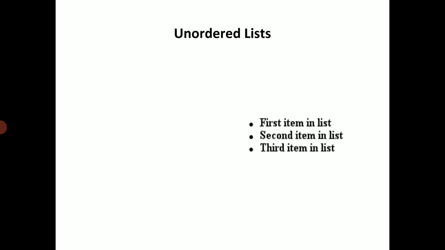Next type of list is the unordered list. This is an example. Here, first item in the list, second item in the list, third item in the list. Okay, these are unordered lists. Instead of numbers, we have bullets here. An unordered list is a list of bulleted items.